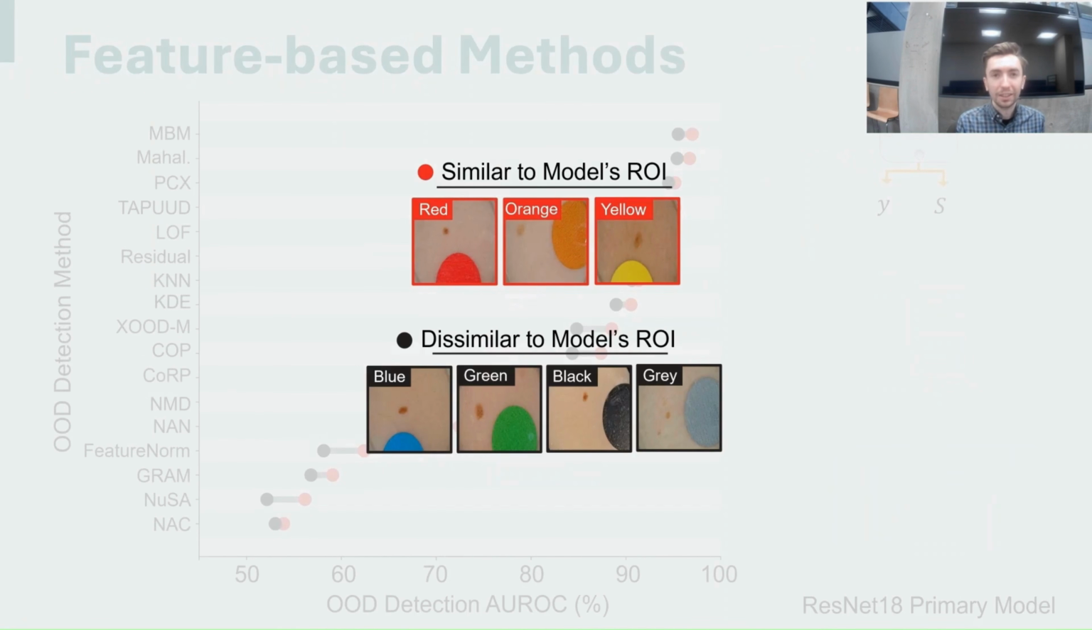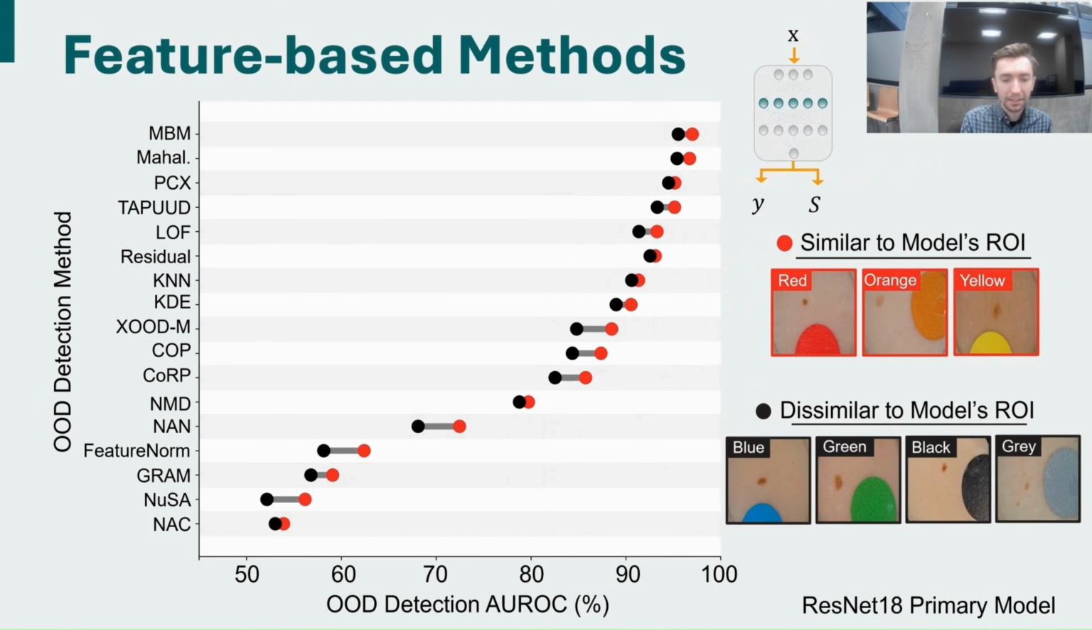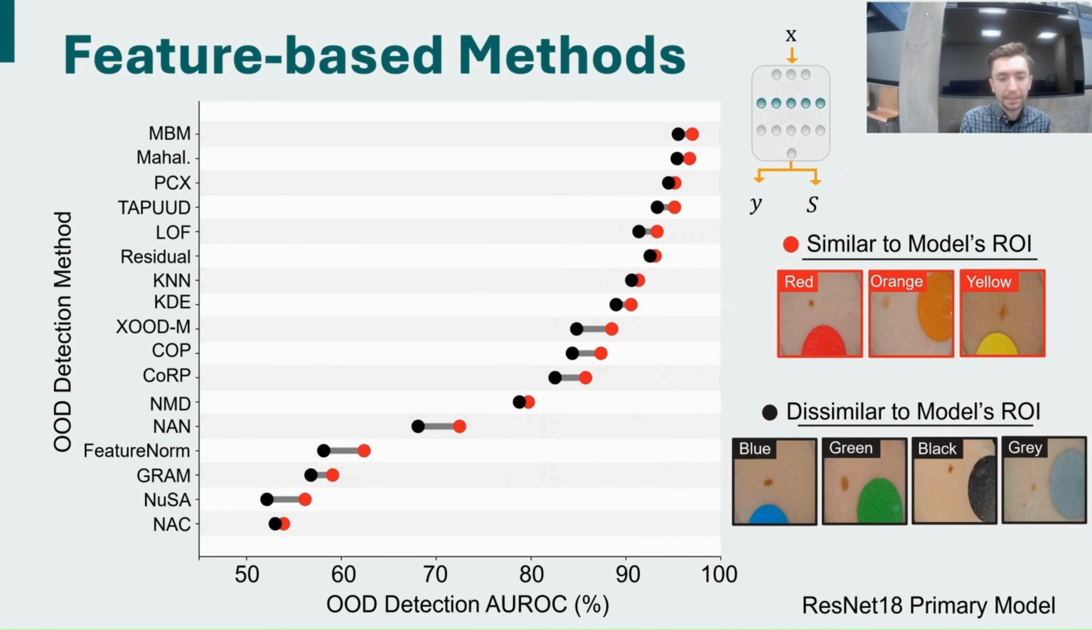Now I can do the same for our color chart experiments. So again, I'm plotting the feature-based methods. We can see significant drops across the feature-based methods.